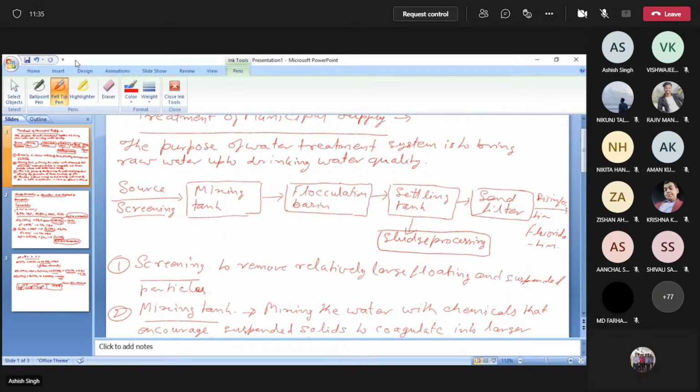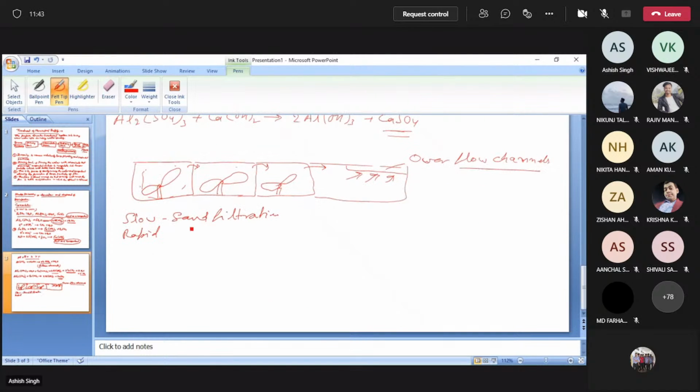Slow and rapid sand filtering. Sand filtrations, so what are the slow and rapid ones? Basically it depends on the water flow. Slow sand filter, this is the traditional one. People have been using this method for a long time.